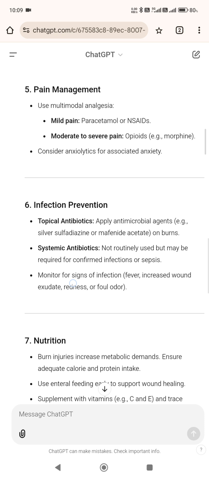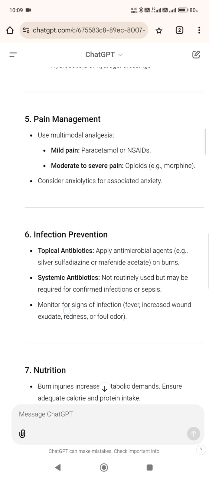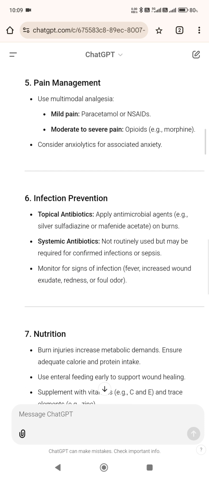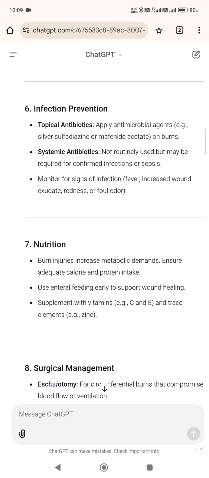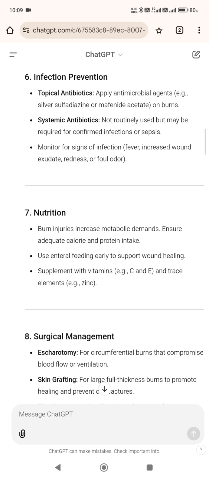5. Pain management. Use multimodal analgesia: mild pain, paracetamol or NSAIDs; moderate to severe pain, opioids, e.g. morphine. Consider anxiolytics for associated anxiety. 6. Infection prevention. Topical antibiotics: apply antimicrobial agents, e.g. silver sulfadiazine or mafenide acetate on burns. Systemic antibiotics: not routinely used, but may be required for confirmed infections or sepsis. Monitor for signs of infection: fever, increased wound exudate, redness, or foul odor.